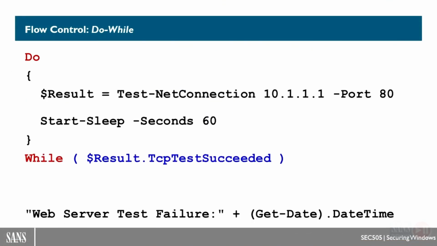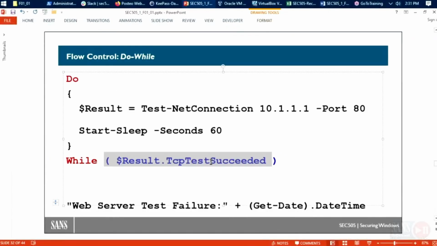How can I guarantee that a block of code is run at least once? Well, that's what a do-while loop is for. In a do-while loop, you will do the block of code, and then you do the while test afterwards. If the while test outputs true, well then you go back up and you do the block of code again. But at least in this case, we're guaranteed to do the block of code at least once.